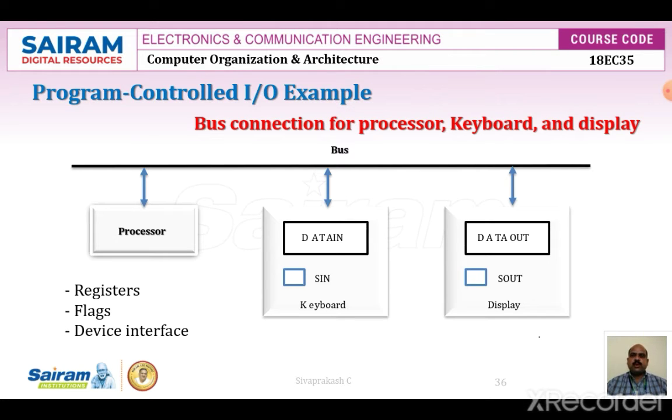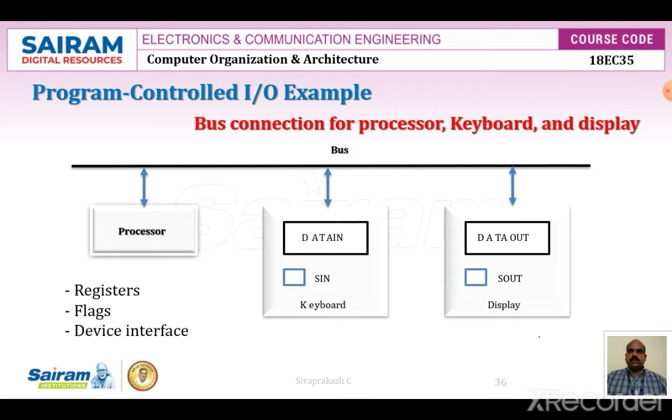So let us see a program controlled IO example. Here the processor is connected to a bus, and data in and data out, nothing but a keyboard and a display together, are connected to the processor through a single bus. This is called the bus connection for processor, keyboard and display. The keyboard as well as the display both consist of three things: registers, flags, and device interfaces.